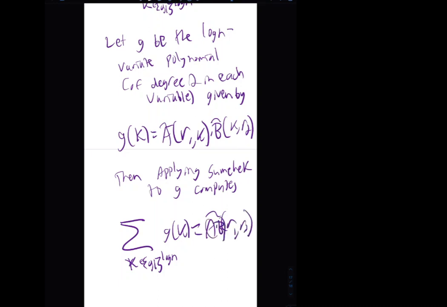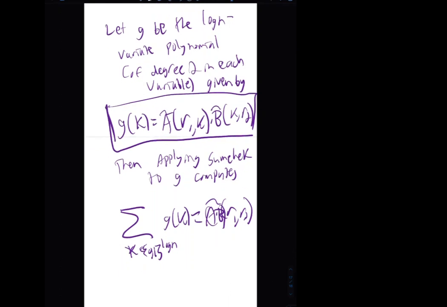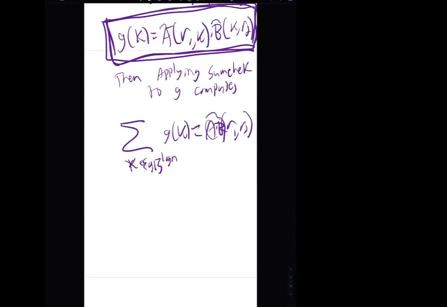Sorry. Yeah, so that's the sum check protocol. That's the end of the matrix multiplication protocol: you apply sum check to g. Okay, so just apply sum check to this polynomial g. That's it.